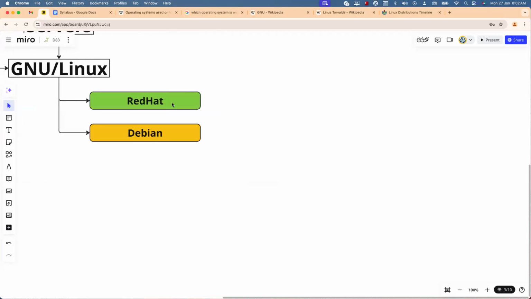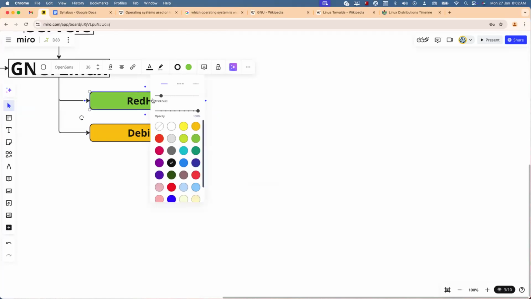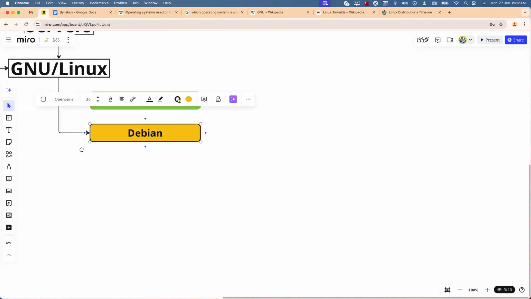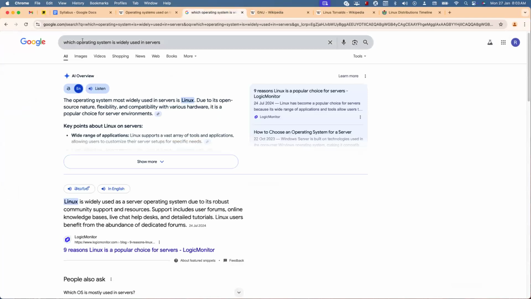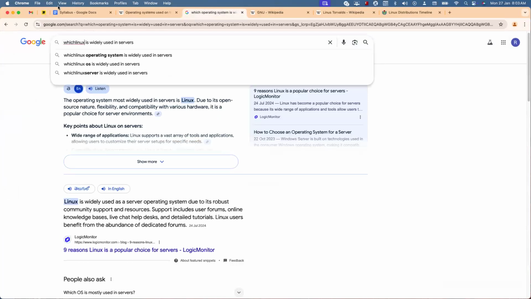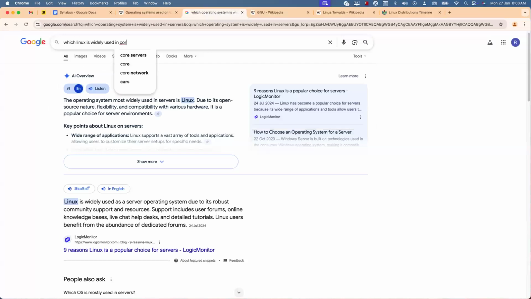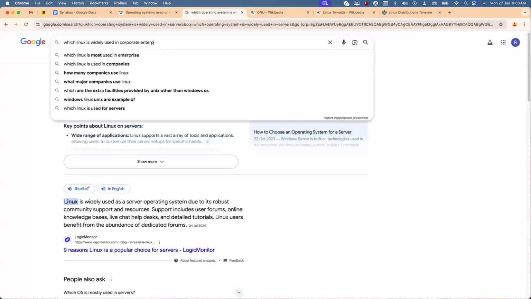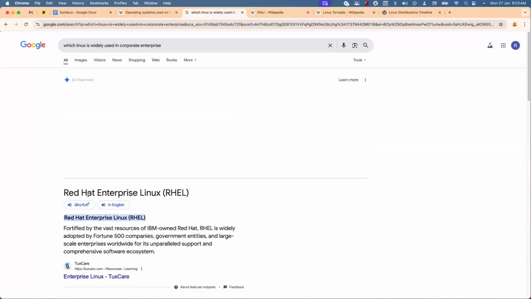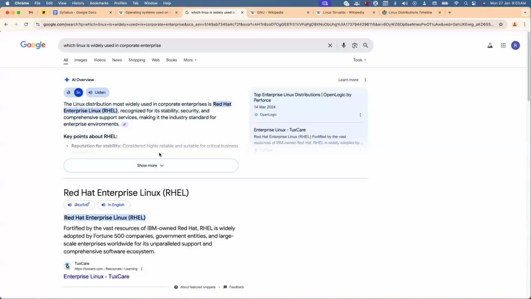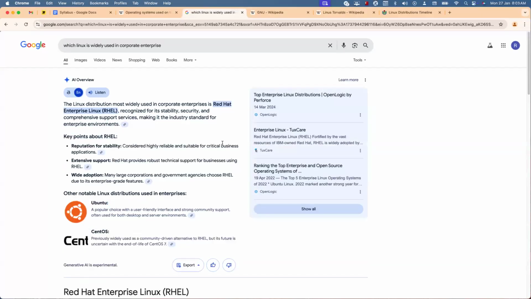So the usage in the market, on the enterprise scale. We're talking about enterprise. In the enterprise world, which Linux operating system is widely used? Which Linux is widely used in corporate enterprise? If you just ask that, the answer you get is Red Hat. This is an AI answer. You can still see Red Hat is the major one.